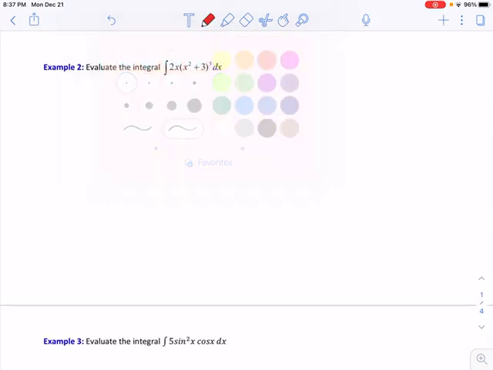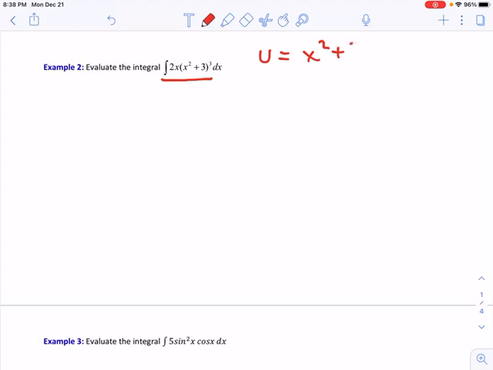Let's use red again. So first of all, let's look at this problem and say, do we have a composite function? And yes, it looks like I do. The inside function is x squared plus 3. The outside function is the quantity cubed. And so if we let u be equal to the inside function, the question is, do we have the derivative of this in the integrand? And yes, we do, because the derivative of u is 2x.